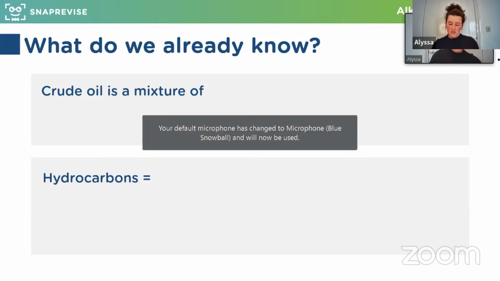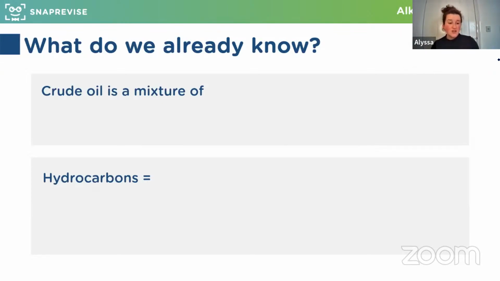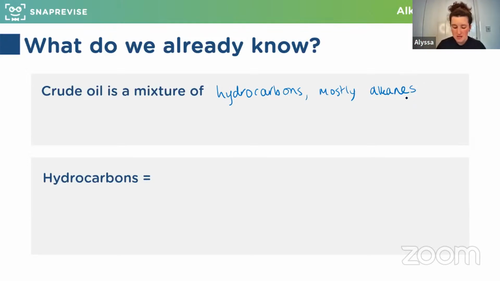What is crude oil? Good, yeah, lovely. So crude oil is made of hydrogen and carbon molecules, or hydrocarbon molecules. Crude oil is a mixture of hydrocarbons. Well done, Dominic. It's mostly alkanes, which we're going to look at in this session today. Some alkenes, which we're not going to cover today, and also some hydrogen as well.